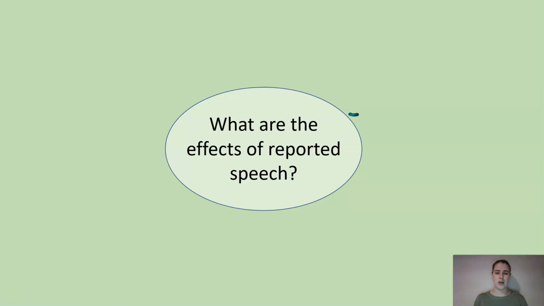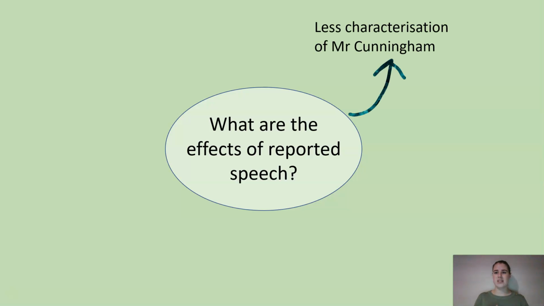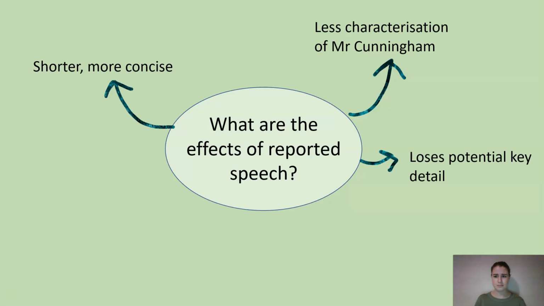Okay, so I've come up with a couple of ideas. Let's see if yours match them or if you've done a better job than I have. So the first thing I noticed is there's less characterisation of Mr. Cunningham. We don't have lots of description about what he's doing or how he's saying anything or how he's feeling. We just have the plain facts of the details of his statements. It's also a lot shorter and a lot more concise. We notice the second report is almost half the length of the very first report that we looked at. However, it does lose potentially some of the key details that we might need.